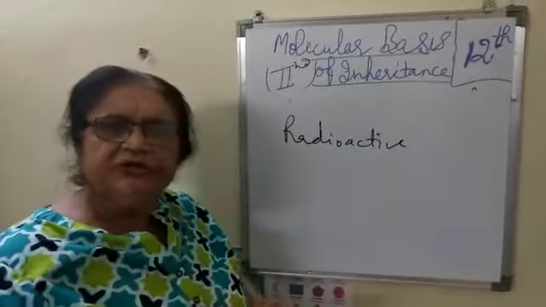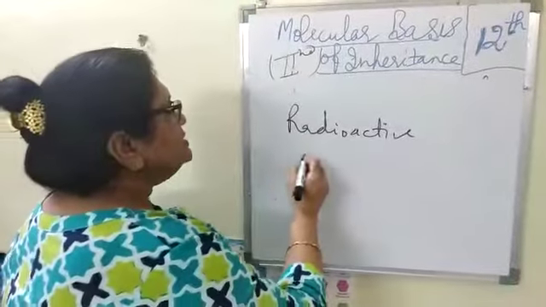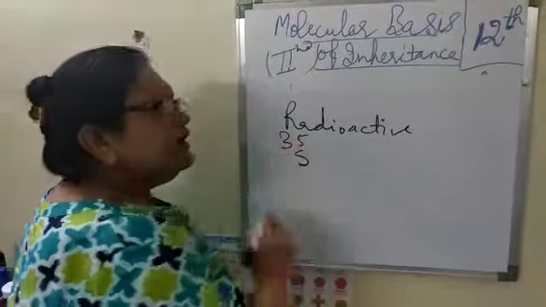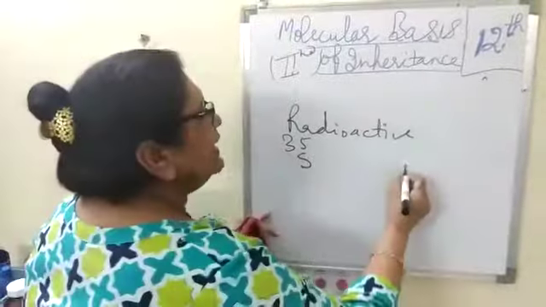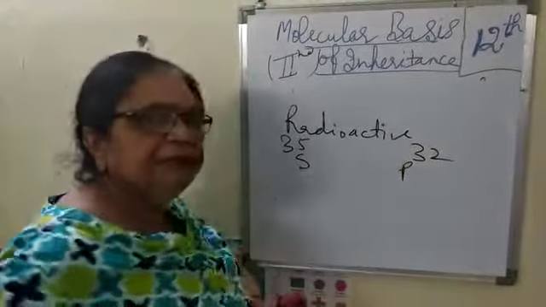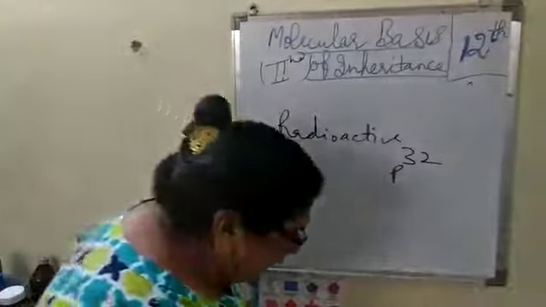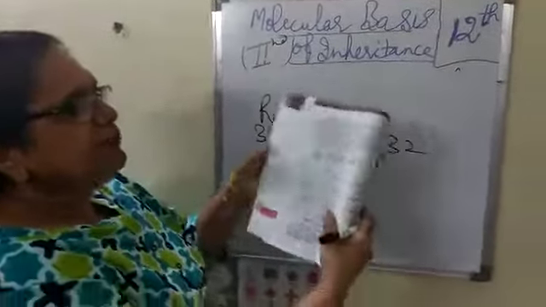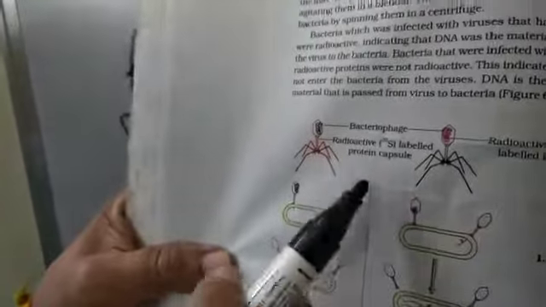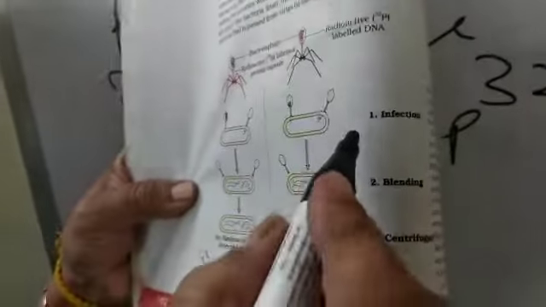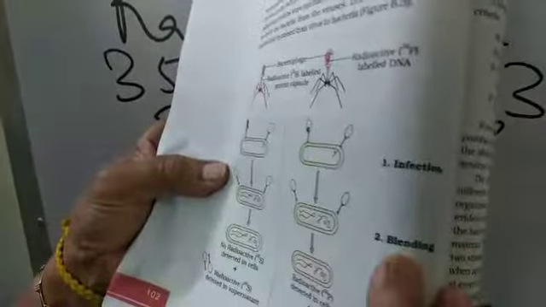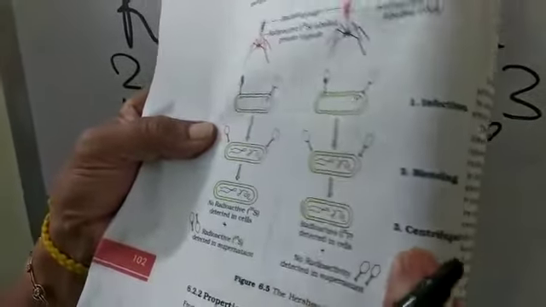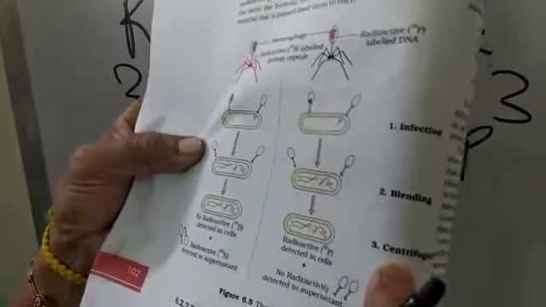So bacteria cultures were made. One culture with radioactive sulfur S35, and the second with P32. This culture was made, and this is the Hershey and Chase experiment. Again, this is important according to NCERT. For the paper, you have to write three steps: one is called infection, second is called blending, and third is called centrifugation.